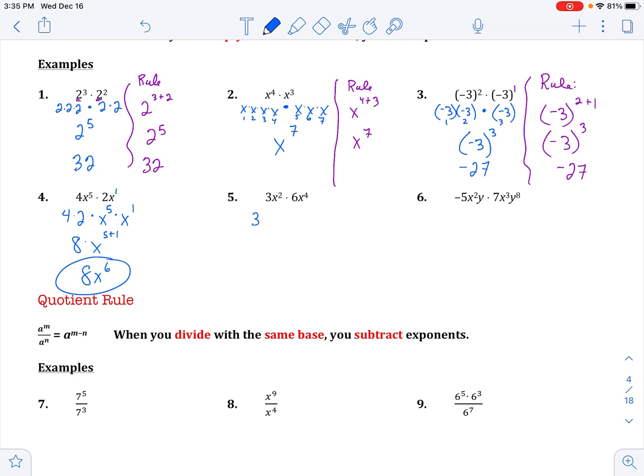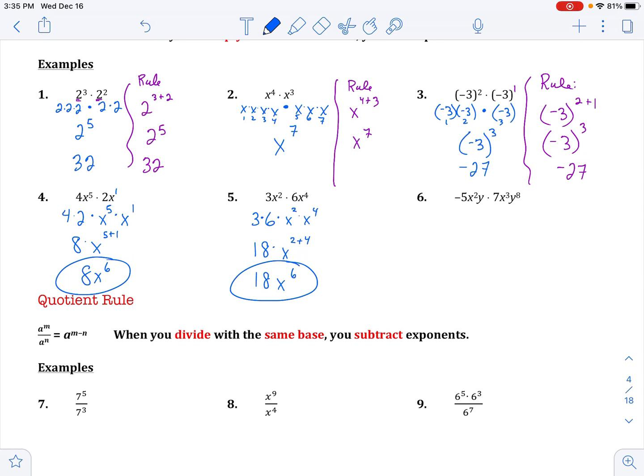Likewise, in problem number 5, we're going to multiply together the 3 and the 6 because they do not have exponents on them. And we're going to look at x to the 2nd and x to the 4th. 3 times 6 is 18. X to the 2 plus 4 is going to give me 18 times x to the 6th.